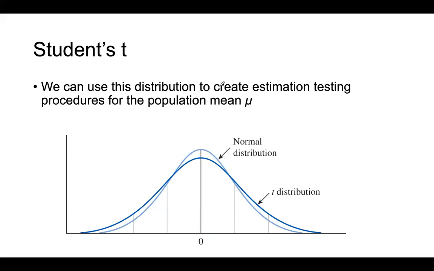So we can use this property to create estimation and testing procedures for the population mean. So this would be another picture of this. This is the normal distribution. This is the T distribution. You see it's a little bit flatter.